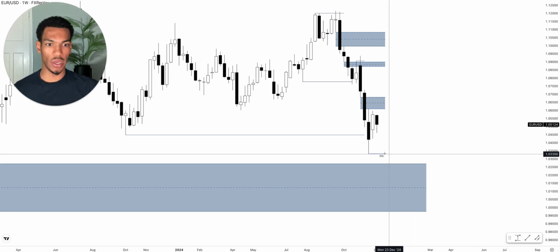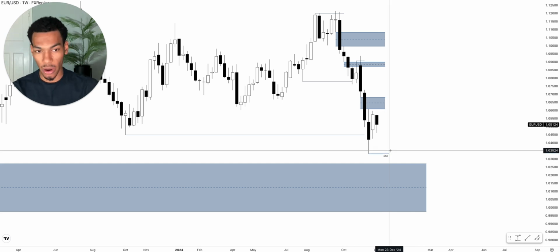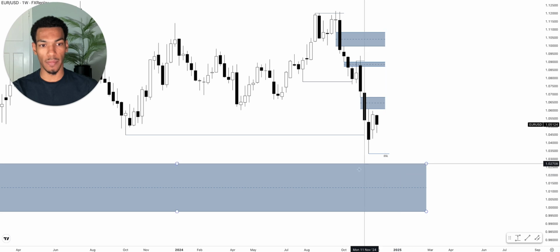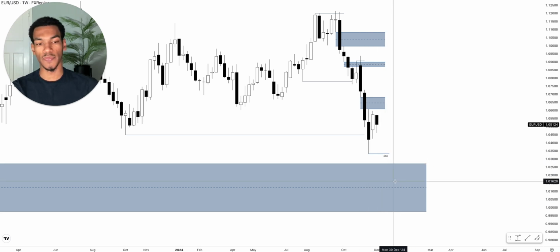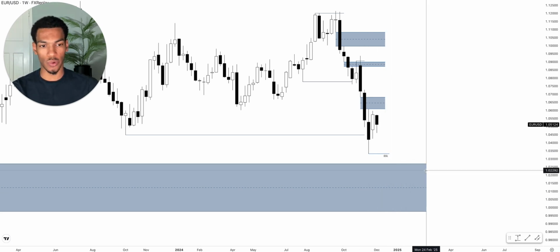So we understand that, cool, this is a distribution low. We know that price is most likely going to take this out. We have our draw on liquidity below it. This is also a draw on liquidity, but this is our main draw on liquidity. We have all those levels to the downside, which we know price can target.